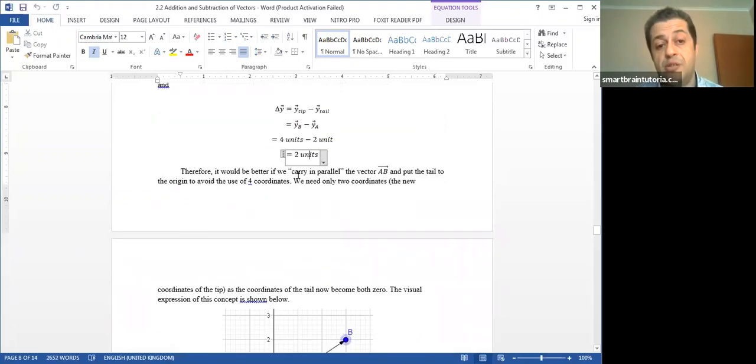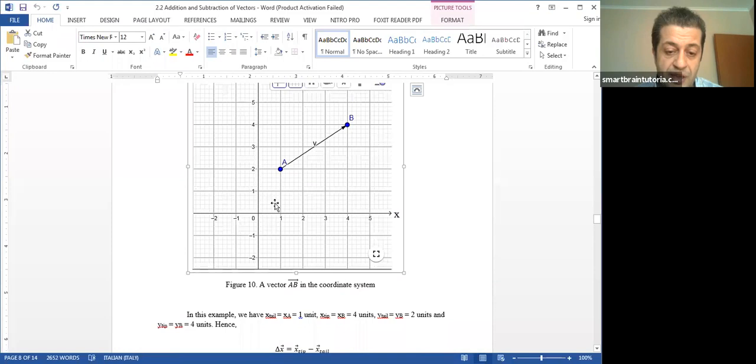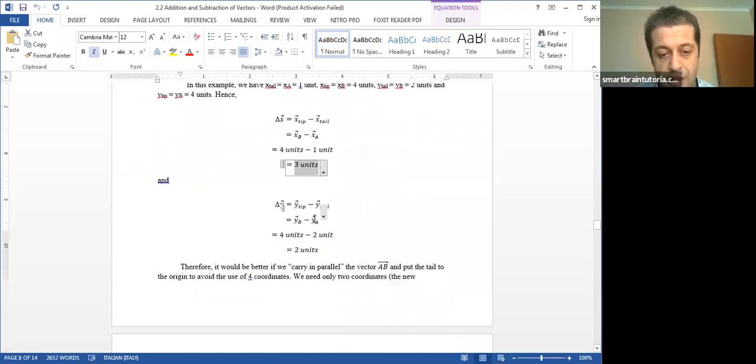Therefore, it would be better if we carry the vector AB in parallel. If we carry it in parallel and bring it here, we don't need anymore the coordinates of the point A because they become 0, 0. And the point B is not anymore 4, 4, but it is 3, 2. The position of the point A will be 0, 0. We don't take it into consideration anymore, but only the coordinates of the point B. That will be 3, 2, which are the shifts that we found before.